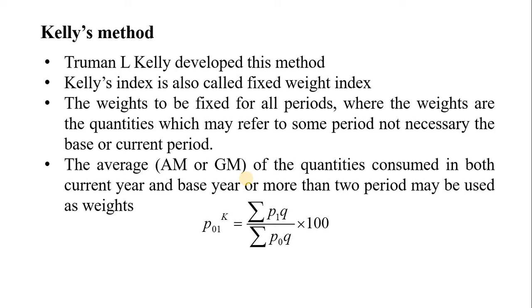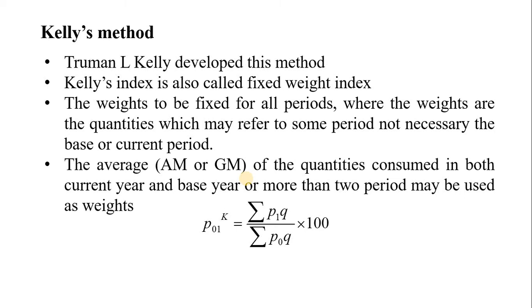And you can compare the price between two periods. For example, 2015, 16, 17, 18, 19, 20 data is there. If you want to compare the price changes between 2015 and 2020, you can consider all the quantities purchased in all the periods, and you can take their arithmetic mean or geometric mean as the weight.